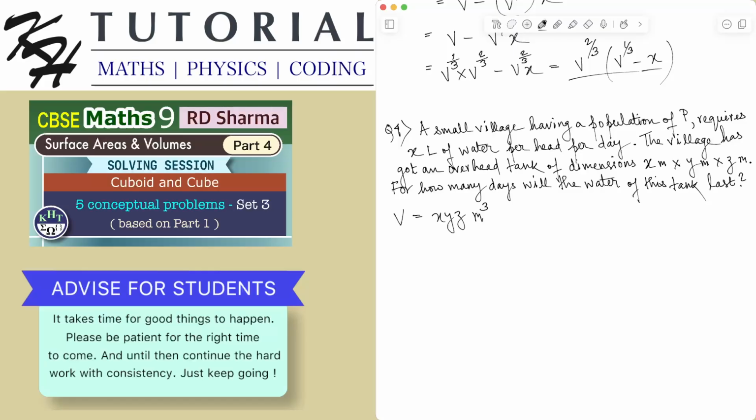Now let's say V1 is the volume of water consumed by the entire population in one day. So this will be equal to P into X liter. Now this is in liter, and we have to convert liter, since the volume of the tank we have is in meter cube.